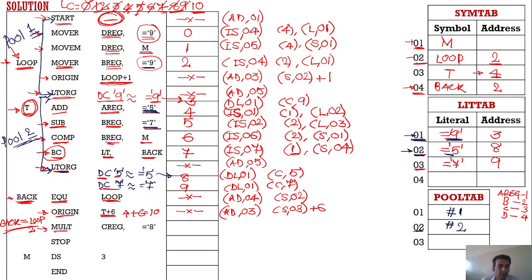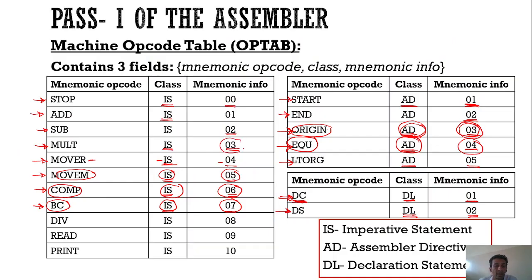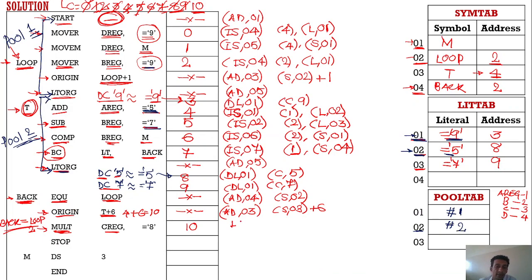Next instruction is multiply, which is not an assembler directive, rather it is an imperative statement, and for that we do perform LC processing. So my LC is going to be 10, and C register multiply having the mnemonic info as 03. So I should write IS comma 03, and C register I should write as 3 comma equal to 8 is again a literal.